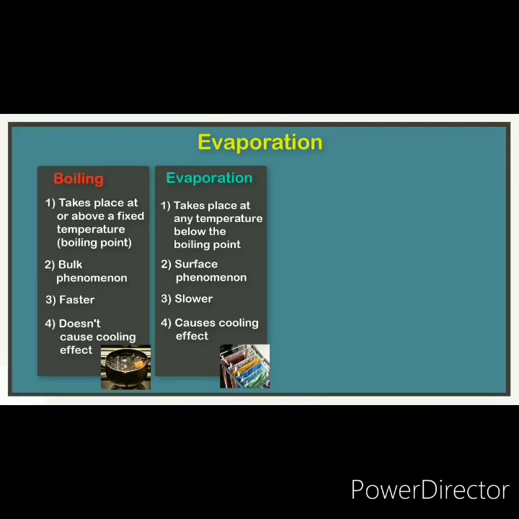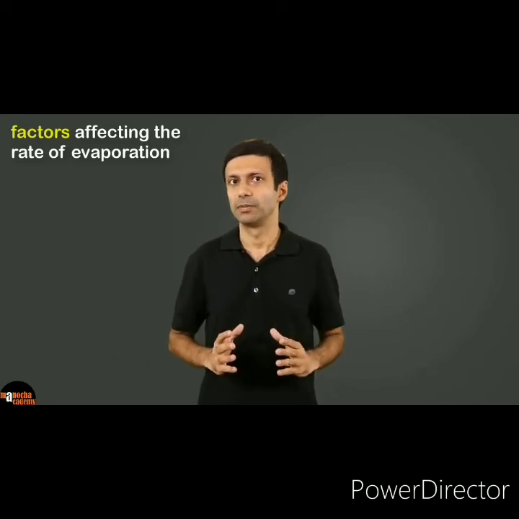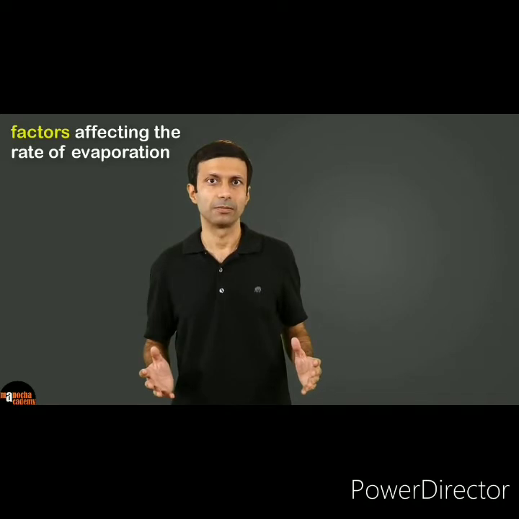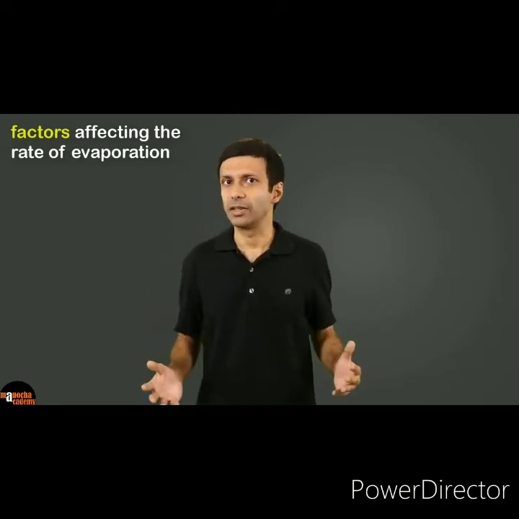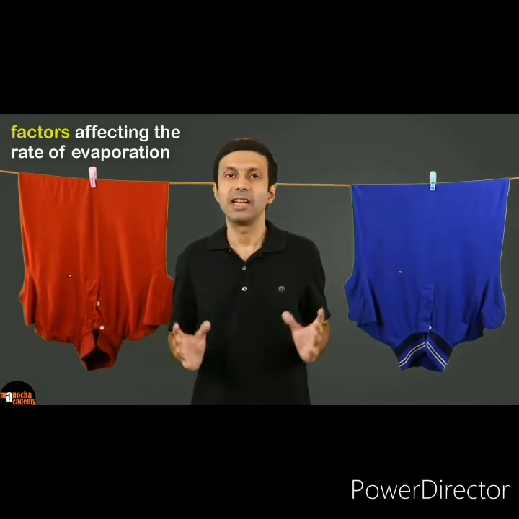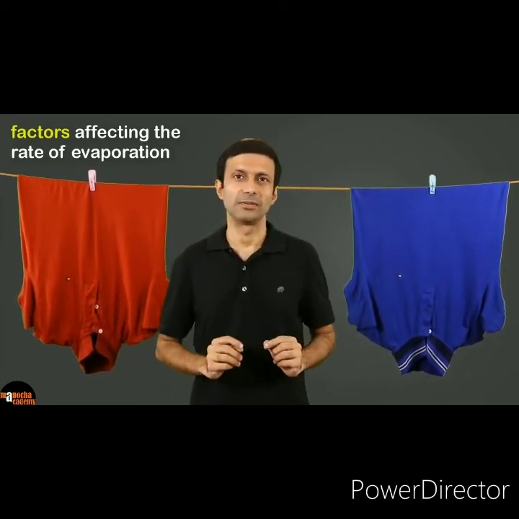Let's place the 4 differences between boiling and evaporation on our concept board. Now let's look at the factors affecting the rate of evaporation. That means how fast the evaporation is taking place. To discuss these factors, we are going to use these 2 identical shirts taken out from the washing machine. So they are equally wet.